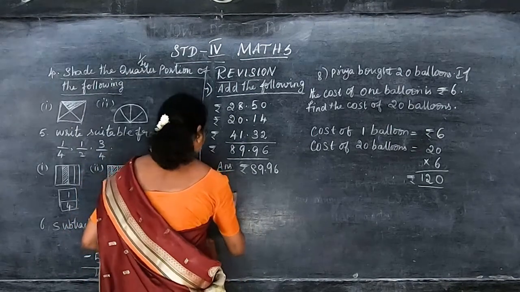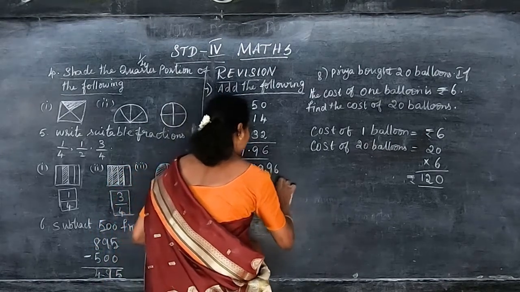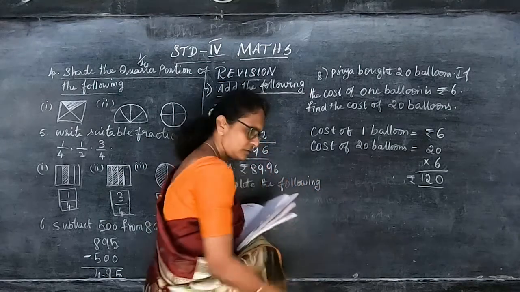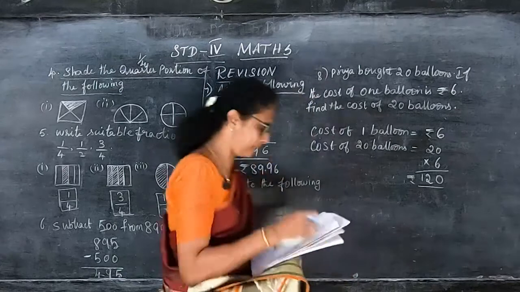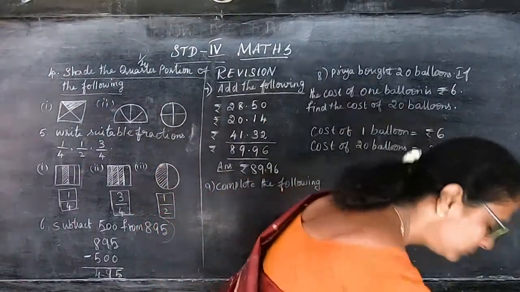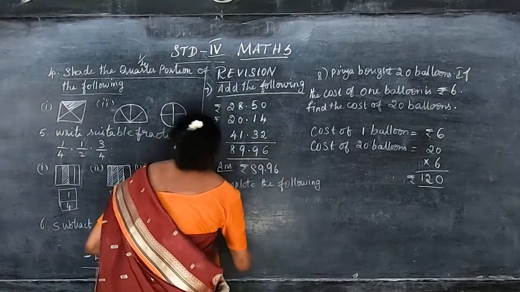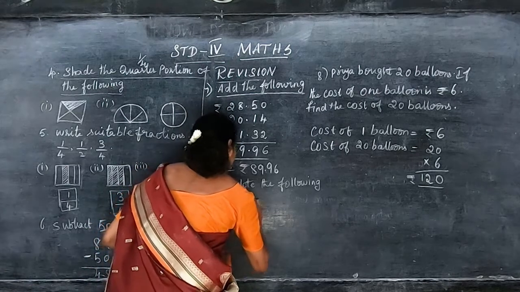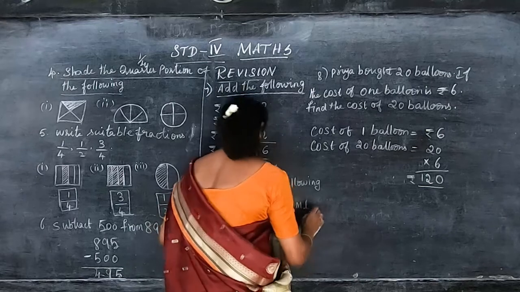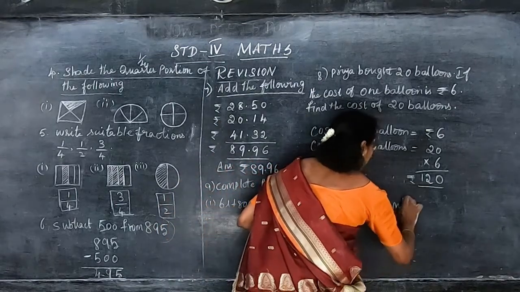Ninth sum. Complete the following. So in this complete the following, you can write 6 liter plus 800 milliliter is equal to dash milliliter plus dash milliliter is equal to dash milliliter.